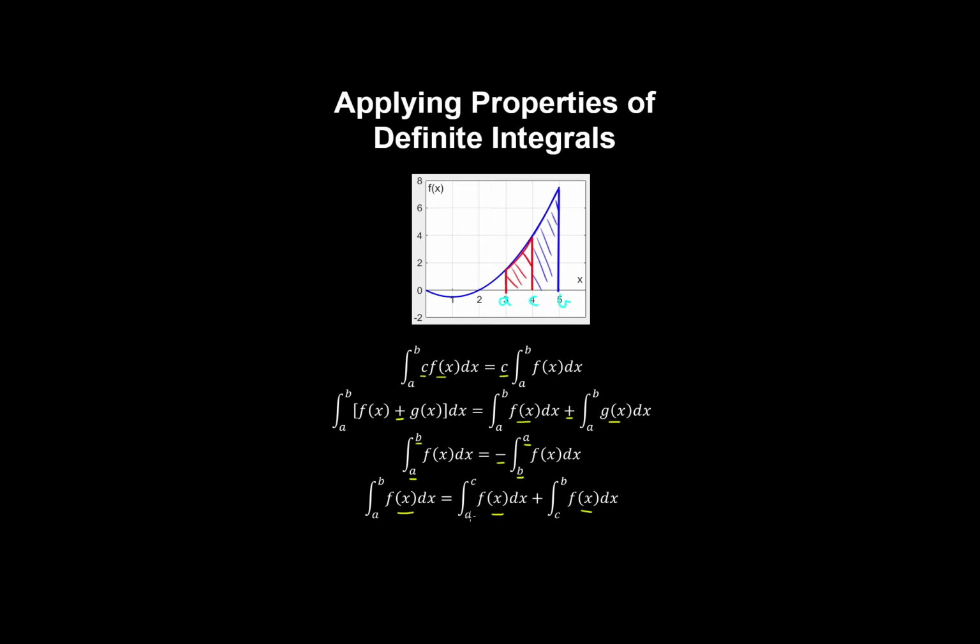So in other words, we integrate from a to c, and then from c to b, to obtain the area over adjacent intervals.